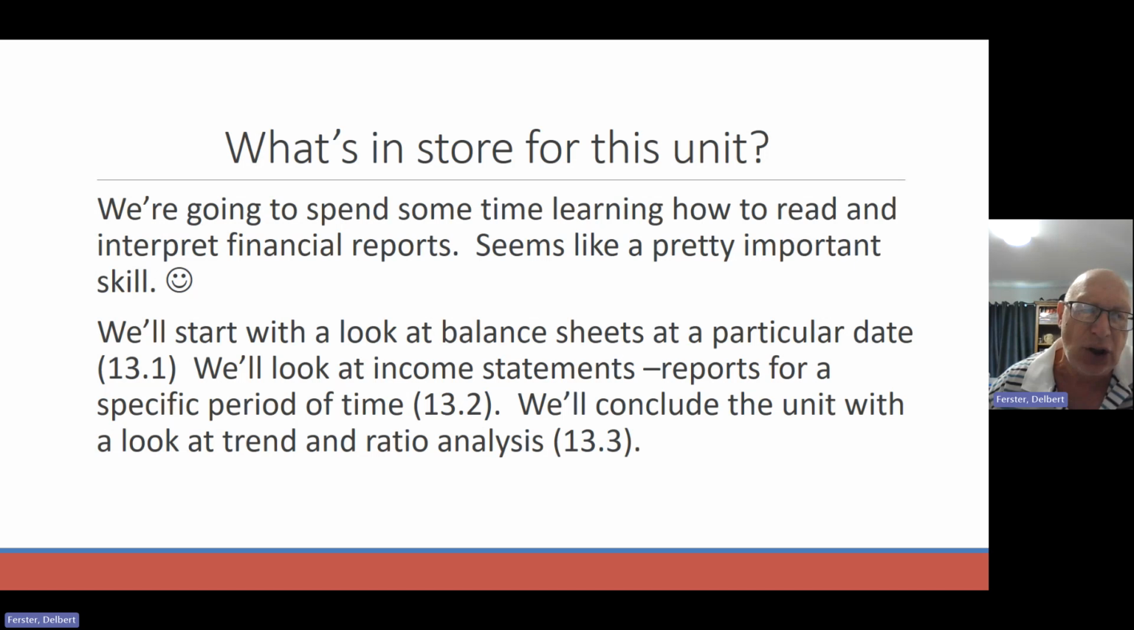So it's a three-section tack. We've got balance sheets in 13.1. We've got income statements in 13.2. And then we'll end the unit with a look at trend and ratio analysis. Think of that as a comparison of one particular year or one particular month, maybe to another year or to another month. How do things look on a comparison basis with those ratios?